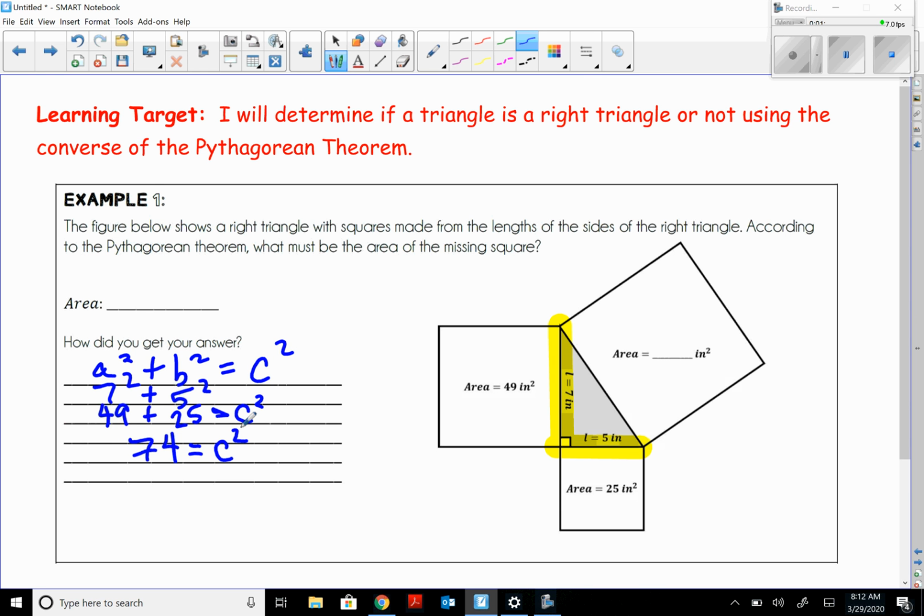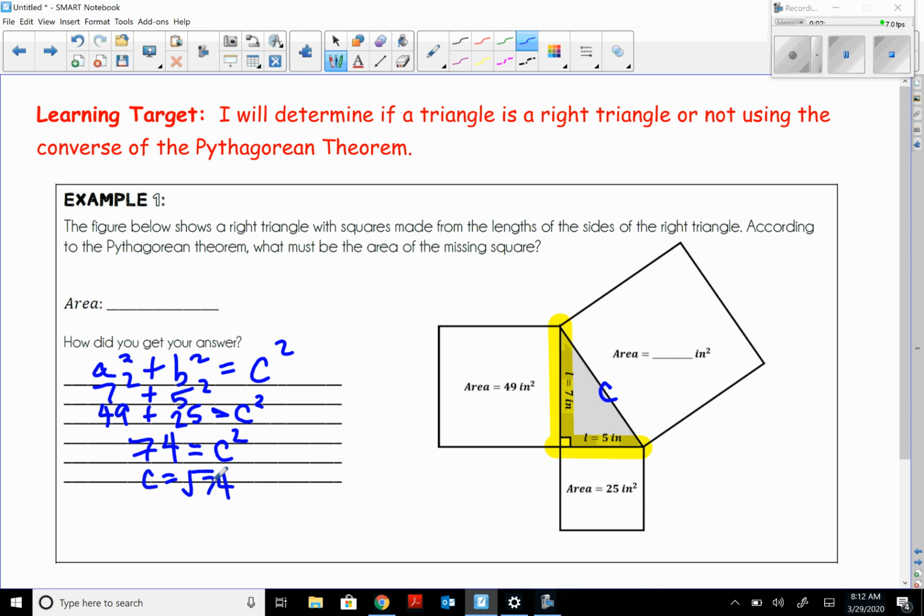On most of the problems that we've done so far, we've taken this equation to the next step where we take the square root of 74. And that helps us to figure out what c is. And we could still do that. We could easily do that, and we could see that c is going to be equal to the square root of 74. Now that's not a perfect square, so I don't want you to approximate it and try to get an answer with a decimal.